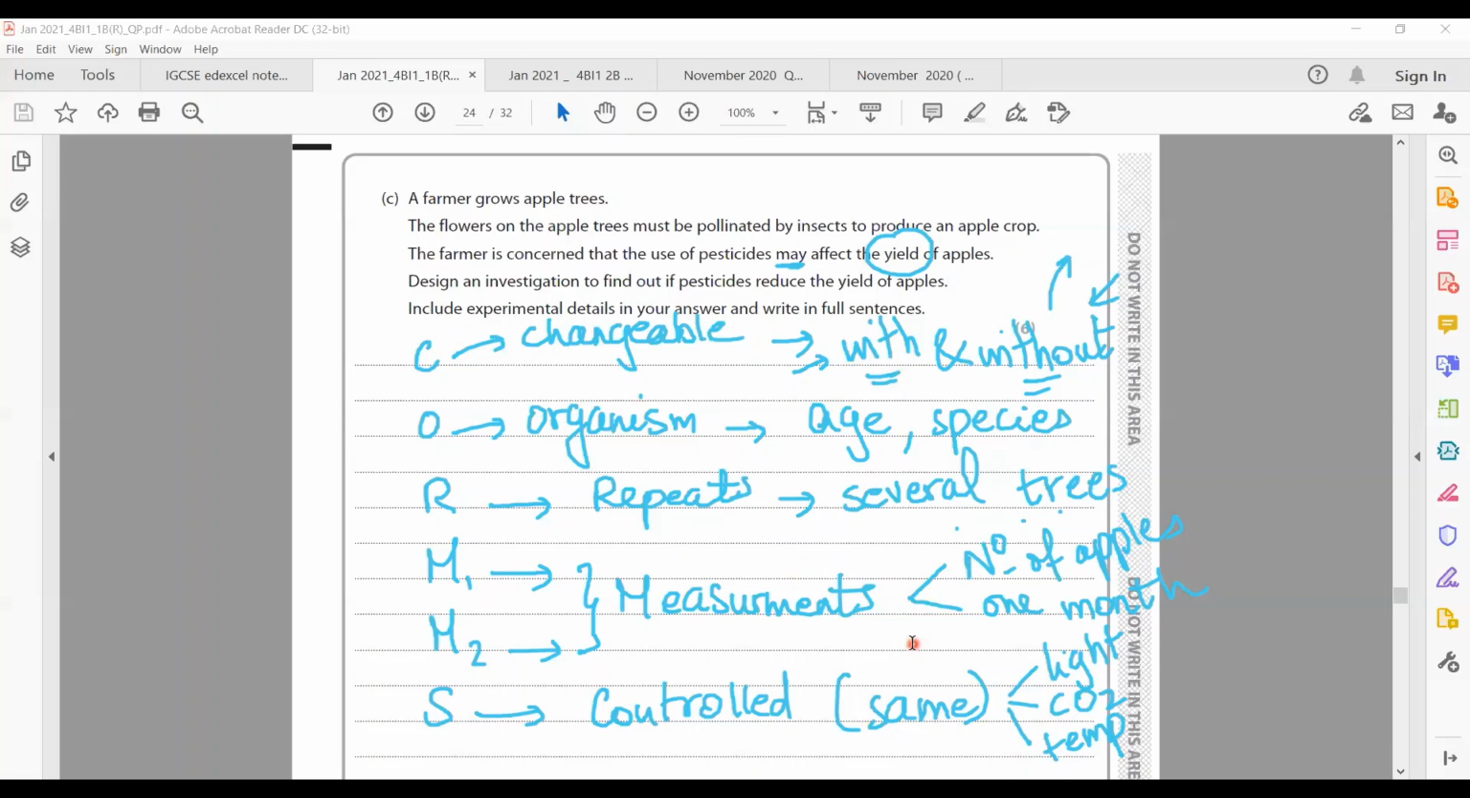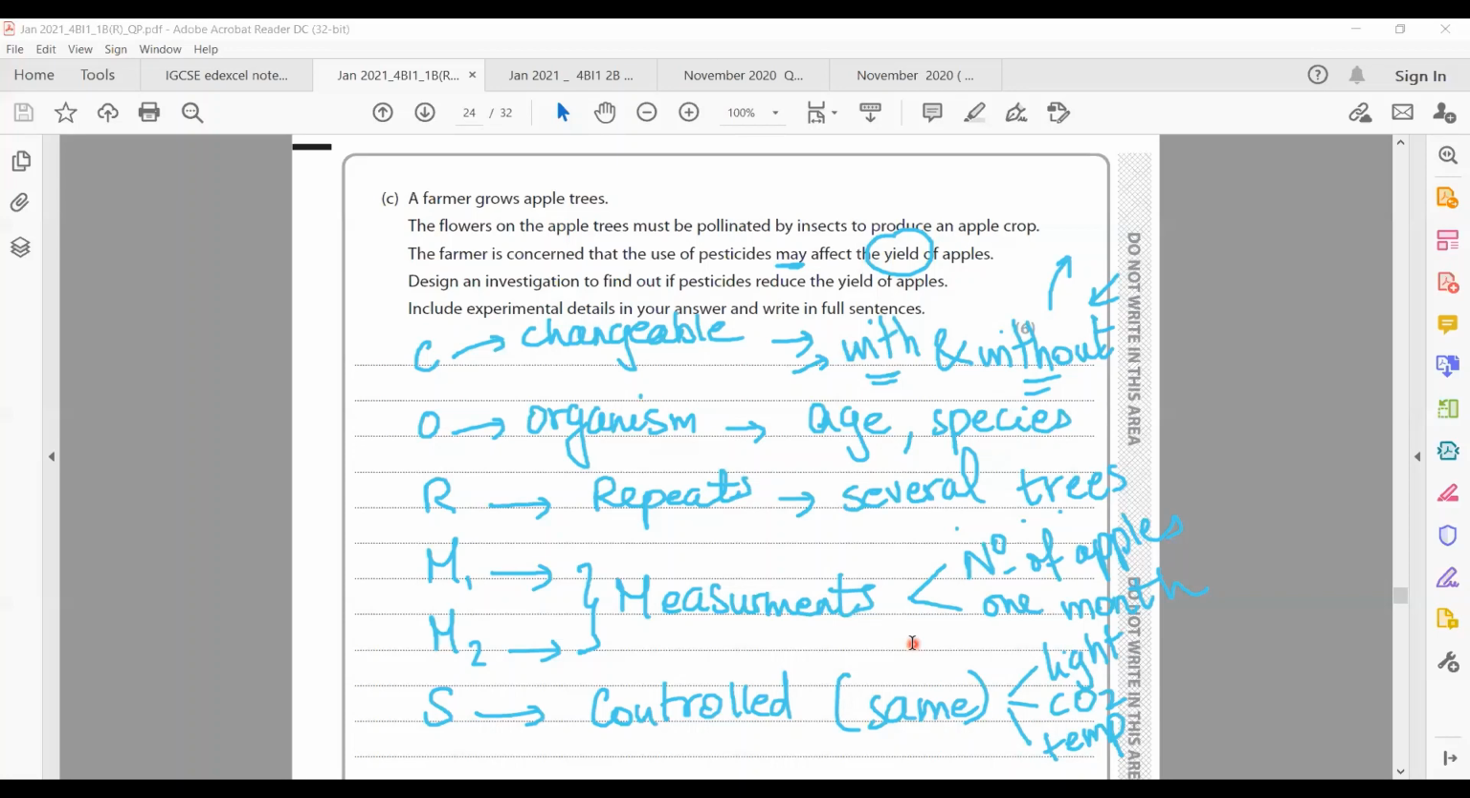Yeah, so we're gonna bring two trees and do the experiment on two trees. The first tree we're gonna use it to compare. It will use no pesticide on that tree, and on the other tree we'll use pesticide, and then the trees will be of the same age and of the same species. نفس التري.